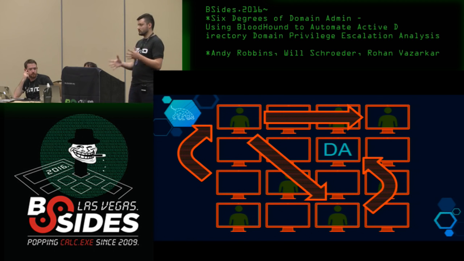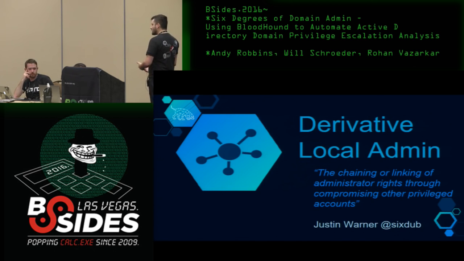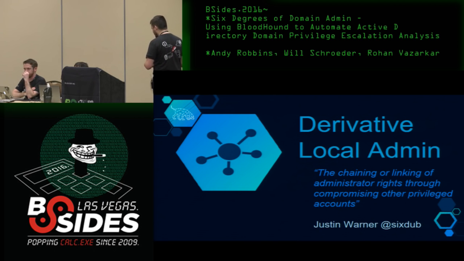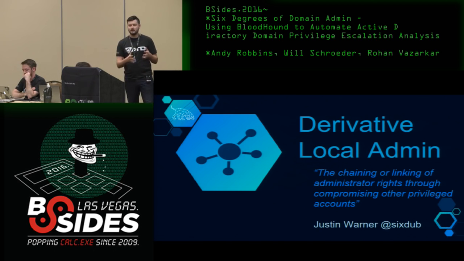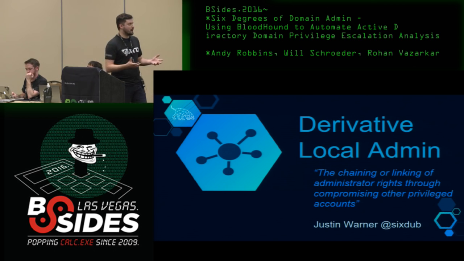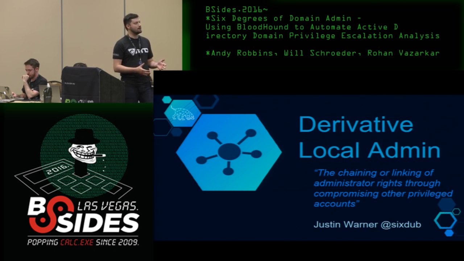So this credential shuffle, or what Microsoft refers to as an identity snowball attack, by a show of hands, who has executed an attack path like this? Most of you. Awesome. I'm glad you're here. So this concept we refer to as derivative local admin. Our coworker, Justin Warner, termed this phrase after seeing this kind of pattern on our assessments over and over and over. The way that Justin describes this is the chaining or linking of administrator rights through compromising other privileged accounts. Makes sense. Good definition.